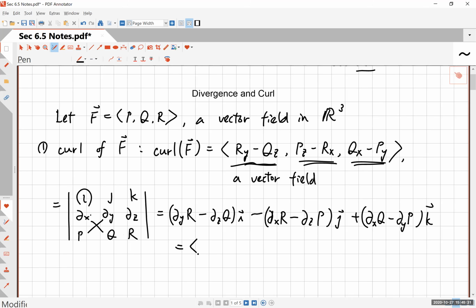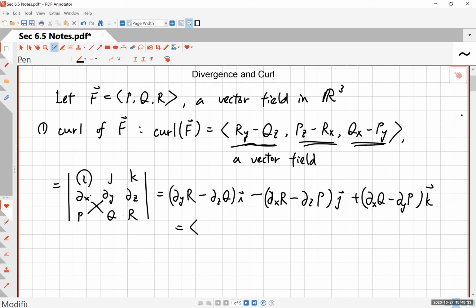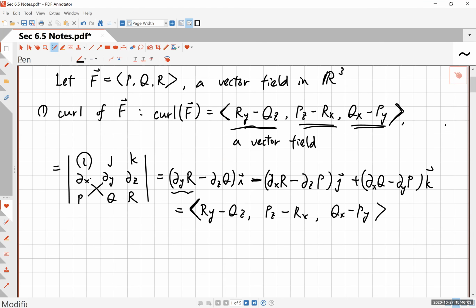But really, first of all, I don't like this i, j, k notation as much as the bracket notation. And second, instead of writing with this partial notation, why don't we just write this as R_y minus Q_z, comma, and then because of this negative sign here, I can write this as P_z minus R_x, comma, and the last one is Q_x minus P_y, and this is our curl of F.